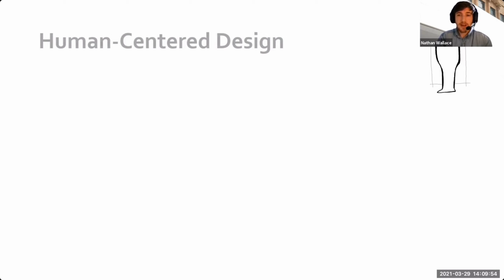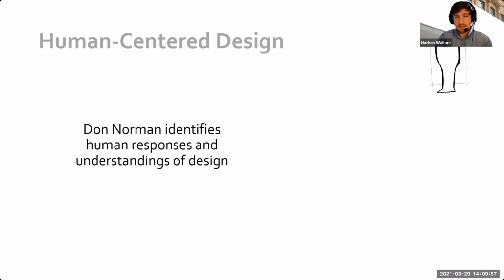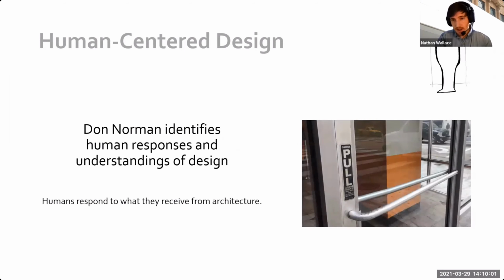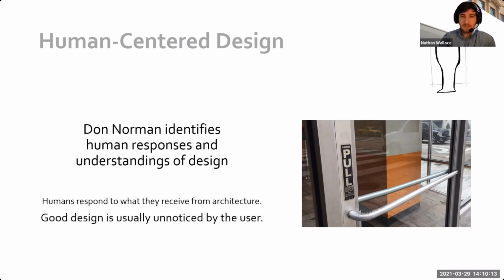Norman identifies human responses and understandings of design and gives many examples of this. Humans respond to what they receive from architecture. In this example, as Norman is commonly known for, a bad door design puts the designer at fault, not the user. Good design is usually unnoticed by the user.